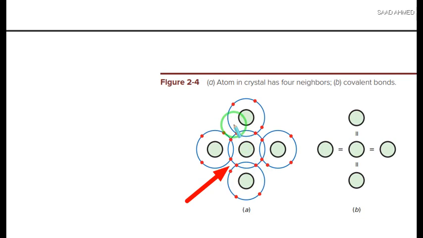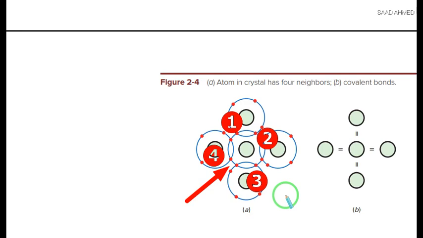one electron belongs from this, this is from the second atom, this is from the third atom, and this is the fourth atom. So these are the 4 atoms which are contributing an electron and sharing an electron with the central atom.